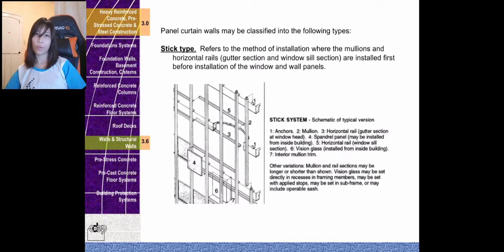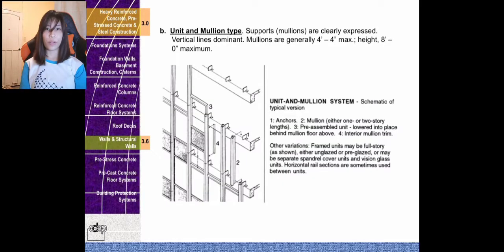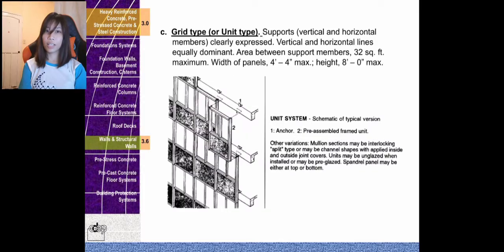So the first type, which is the stick type. This refers to the method of installation where the mullions and horizontal rails are installed first. The next type is the unit and mullion type. Similar to the stick system, mullions are the first to be installed in the unit and mullion system. The spandrel and glazing are inserted in order to complete the system. The third type is the grid type or the unit type. It is a division that is created horizontally or vertically on the wall.